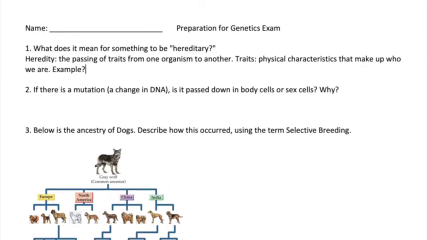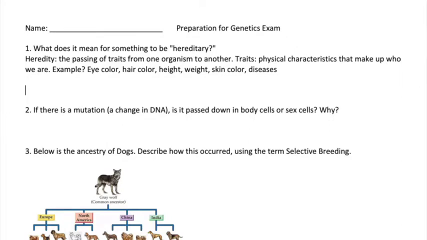What are some examples of traits? Well, there are many different types of traits. We have eye color, hair color, height, weight, skin color, all different types of things. Diseases can also be heritable, many different things. So what does it really mean to be hereditary? Well, the answer I'm looking for is something along the lines of passing traits down from parent to offspring.